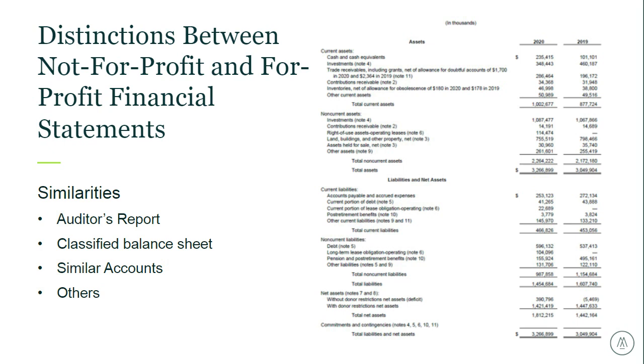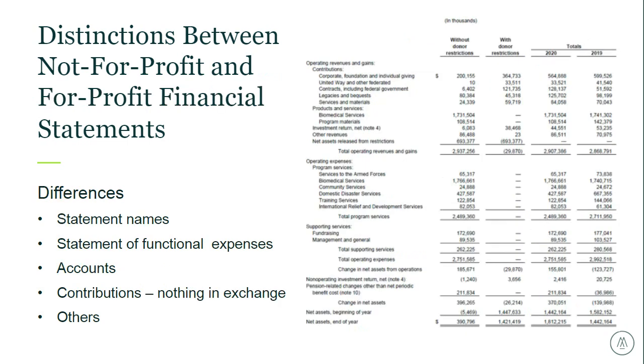We've heard a lot of discussion about leases, and some general changes have been talked about related to that. And so this organization, American Red Cross, has already adopted that, and it's very similar to our for-profit counterparts, where now obligations for future leases are going to be reported as both an asset and a liability on the financial statement.